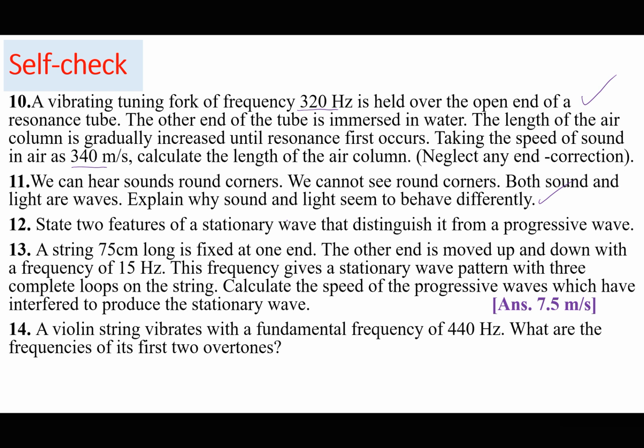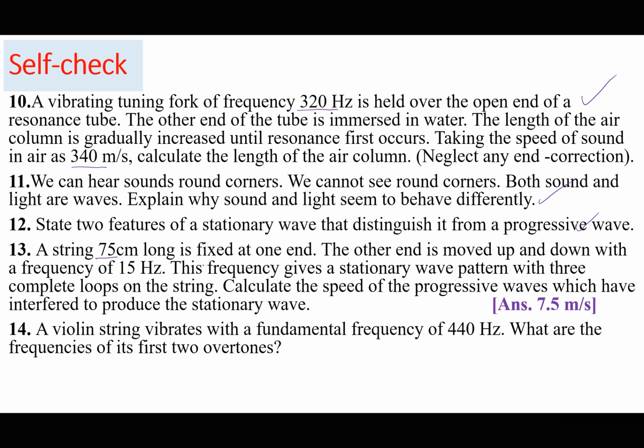So for a stationary wave, different amplitudes. Amplitude varies from 0 at the nodes to maximum at the antinodes. Yet for a progressive wave, particles have the same amplitude. We have nodes and antinodes in a stationary wave. No energy is transferred in stationary waves, yet it is transferred in progressive waves. We have also done this.